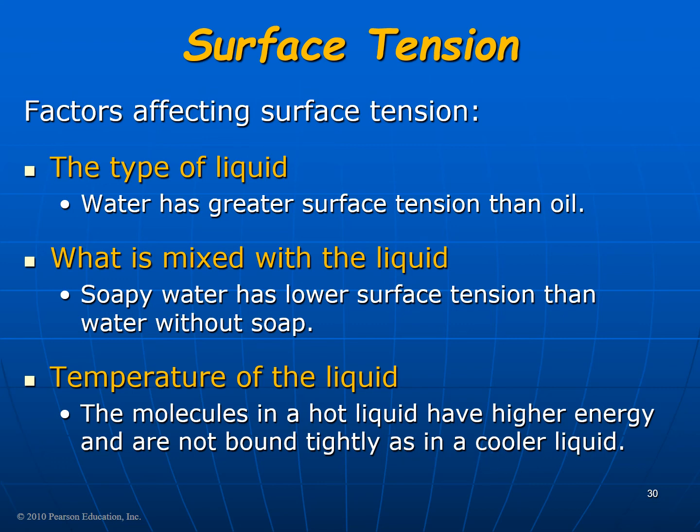In a cooler liquid, molecules are near each other, so the attraction force is a little bit high. But if you increase the heat, the molecules will vibrate and be farther apart from each other. Because of that, the attraction between them will be less, and this will affect the surface tension. So there are 3 main factors affecting the surface tension. What type of liquid do we use? What is mixed with this liquid? And the temperature of the liquid.